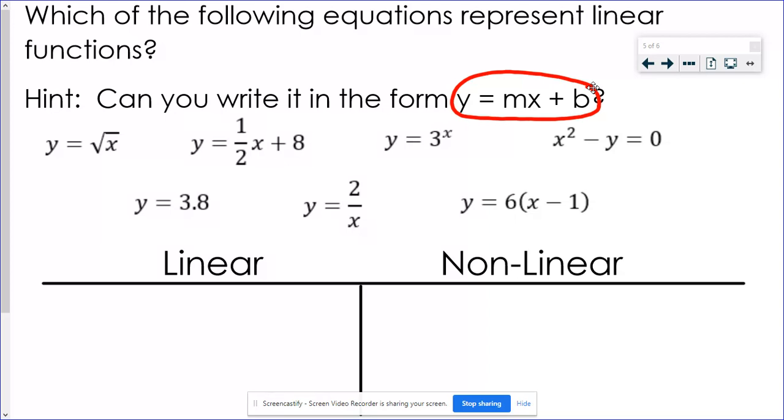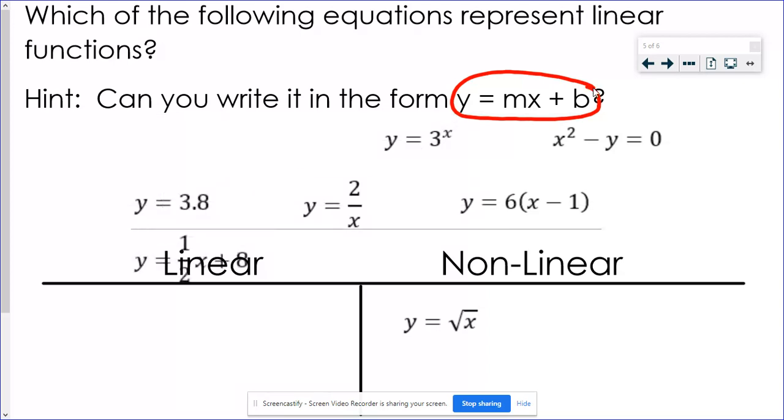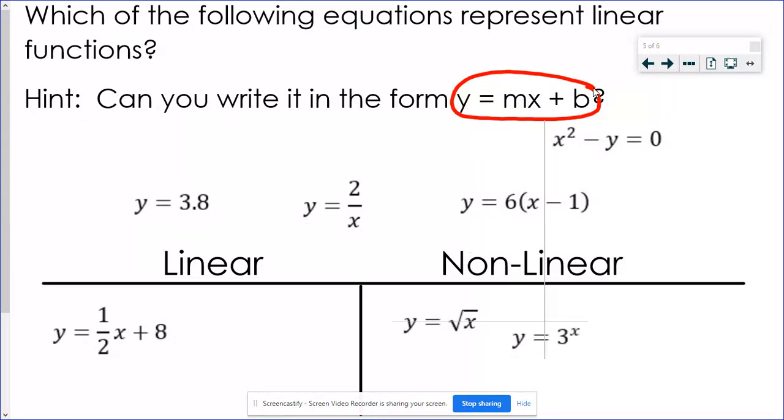So for instance, this first one, y equals the square root of x, that is definitely nonlinear. The second one, y equals 1/2 x plus 8. That is slope-intercept form. If you remember back to last year, that means you would start at the y-axis at 8, and the slope is 1/2, or up 1/2. In the third equation, y equals 3 to the x, having that x as an exponent absolutely takes it off the table as linear. Same thing for the next one, x squared minus y equals 0: x squared, nonlinear.